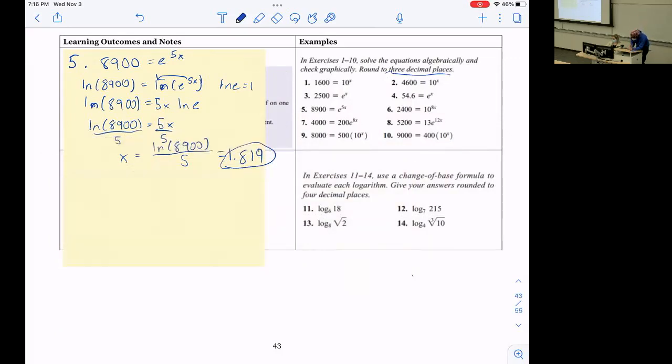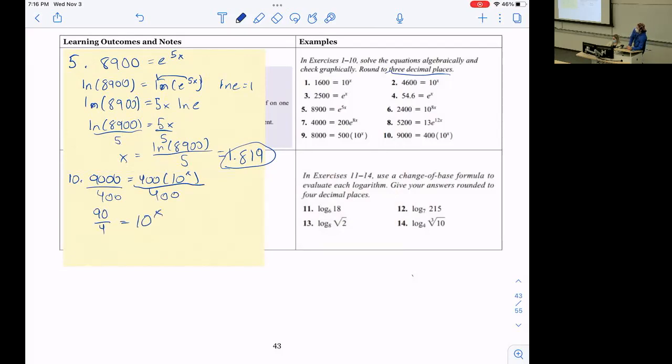So we have number 10. 9,000 is equal to 400 times 10 to the x. Well, like in any other algebra problem, we need to get x by itself before we can start messing with what's touching it. So first we'll start by dividing by 400 on both sides. So we'll have 90 over 4 is equal to 10 to the x.